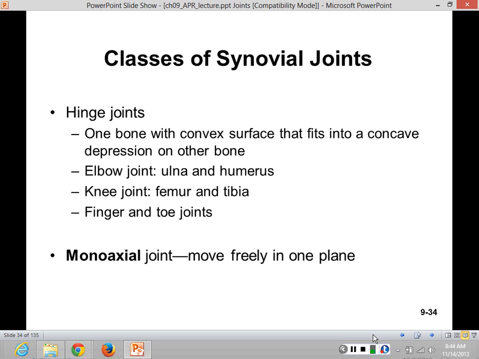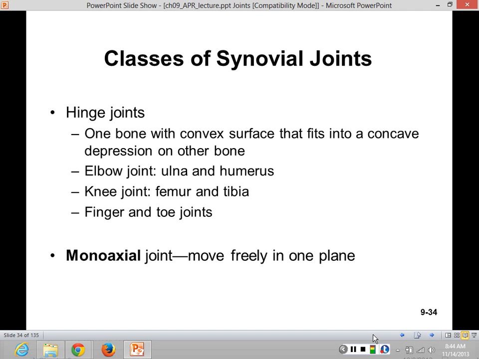The ulna and the humerus. Okay? One bone fits into a concave depression. This is your little depression here, which is called the trochlear notch. This is the trochlea on the humerus, and it goes like that. That's a hinge joint.